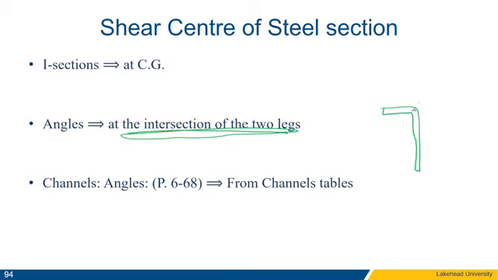And it is worth mentioning that there are some tables for double angles. If you have two angles back to back, you have tables for that to get the properties from. And this is what we are going to use in the next example. Those values depend on the distances between those two angles, because you will put a plate in the middle, and obviously the more you increase this spacing, you will increase IY. This is why they differ.